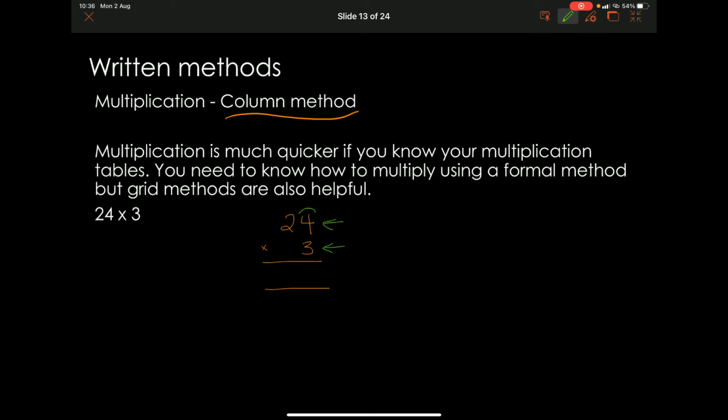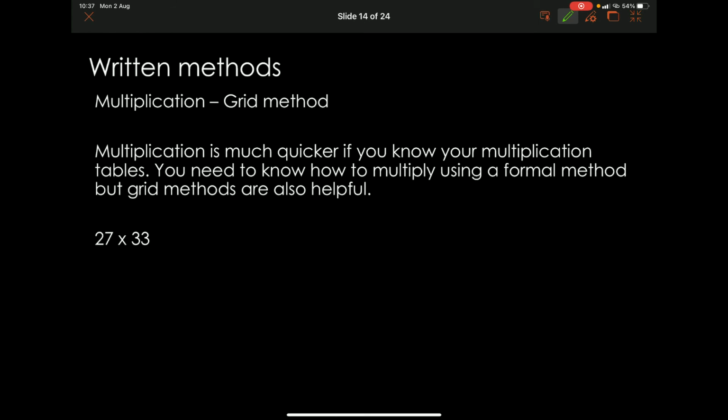So we're going to start with 4, and we're going to multiply it by 3. 4 times 3 is 12. 12 is 10 and 2. So remember, we have to put the 2 in, but then we carry the 1 to the next column. We're then going to move along to the 2 and do 2 times 3. 2 times 3 is 6, but we must add this 1 on, so that makes 7. So 24 times 3 is 72. Okay, not too bad.